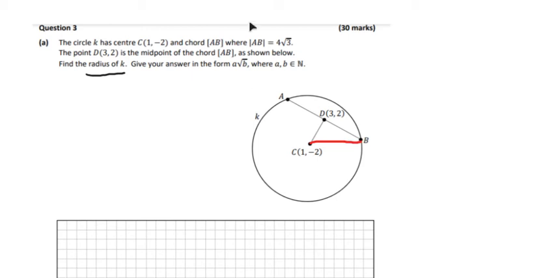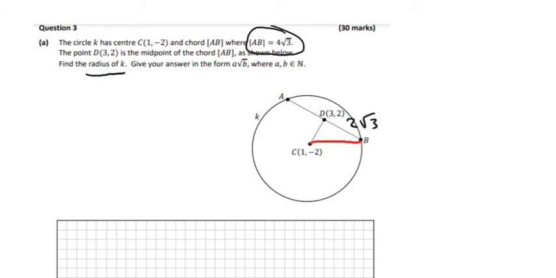So we're going to be using Pythagoras in the end, but we need to figure out the distance from D to C and the distance from D to B first, but we can find them easily enough. D to B is half the whole length from A to B, which it tells us is 4 root 3. Therefore half of that will be the distance from D to B, so that will be 2 root 3. That's easy enough.